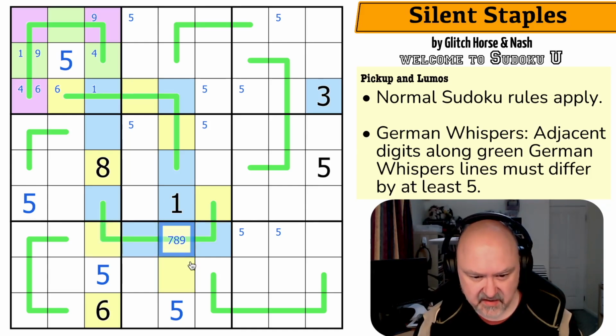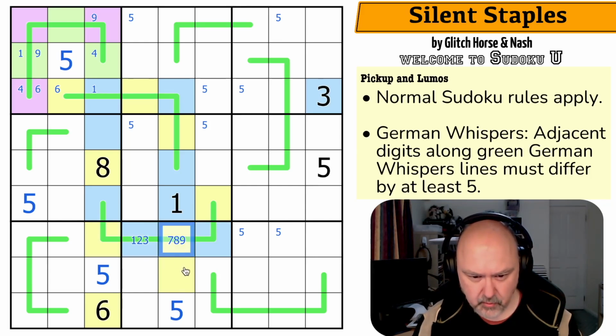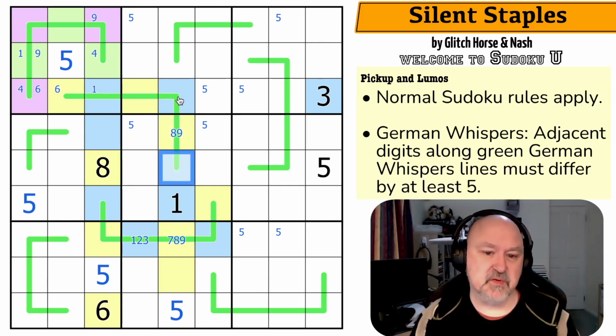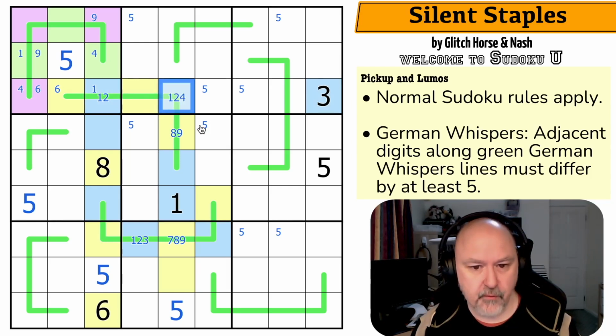So this is 7, 8, 9 because it can't be 6. This is 1, 2, 3 because it can't be 4. This is 7, 8, 9 because it can't be 6, because if it was 6, both of those would need to be 1. Can't even be 7, actually, because if that was 7, these would need to be 1 and 2, and 1 isn't available. So this is 1 or 2 only, because 3 isn't available. And this is 1, 2, or 4, because both of those could be 9.